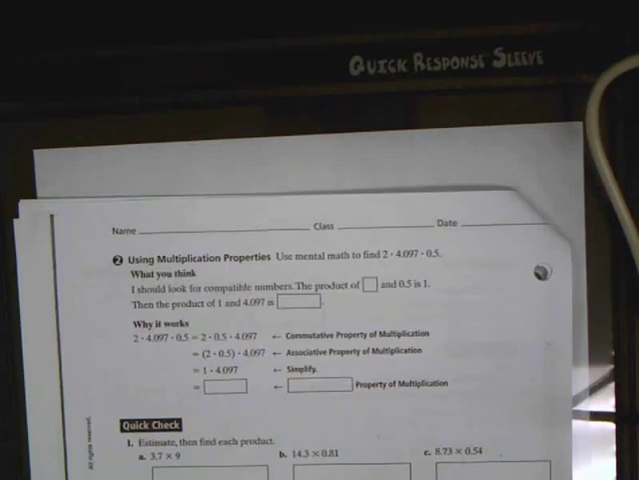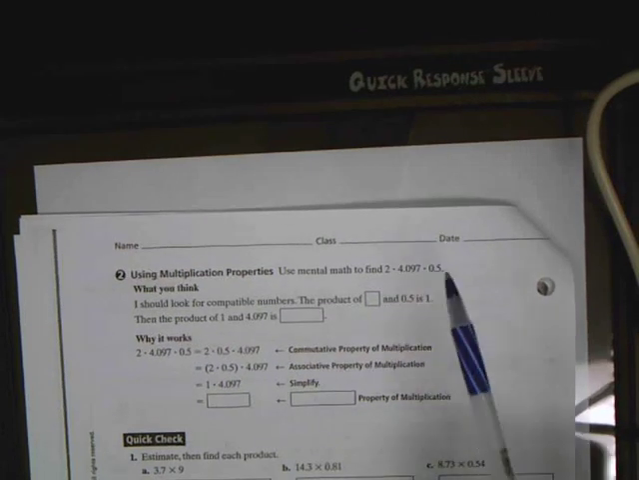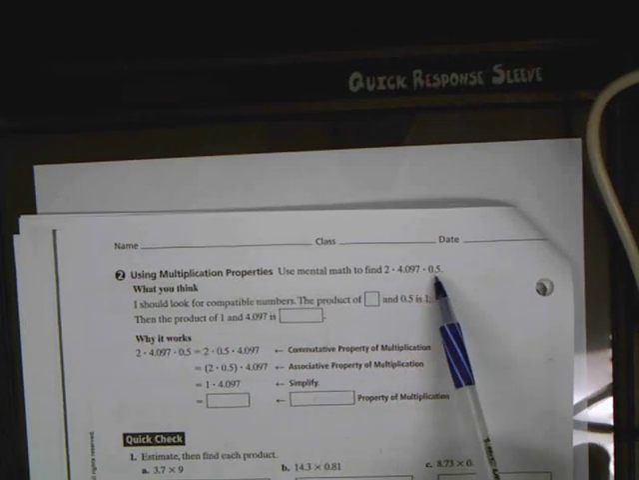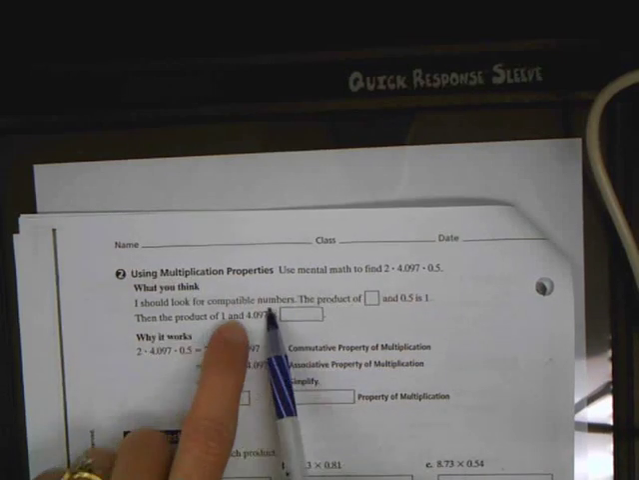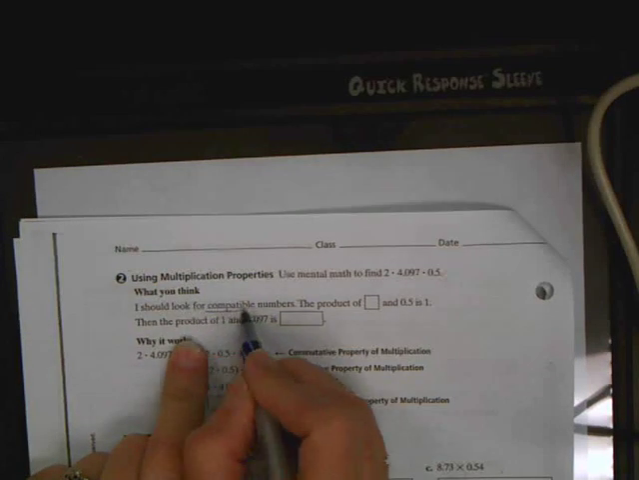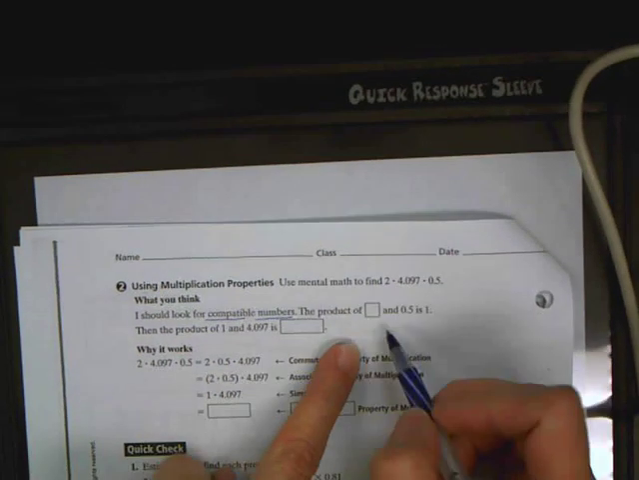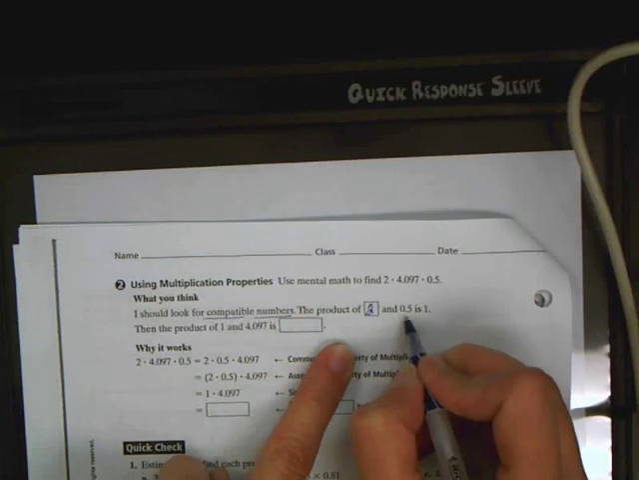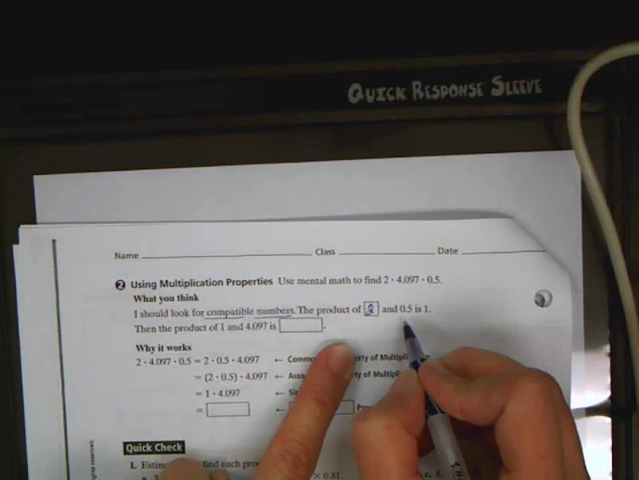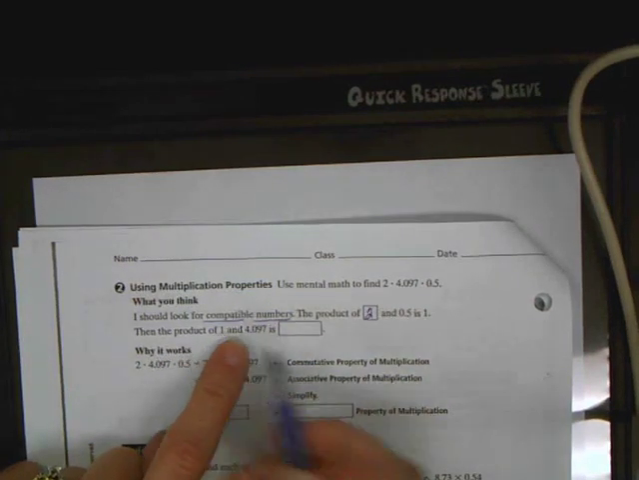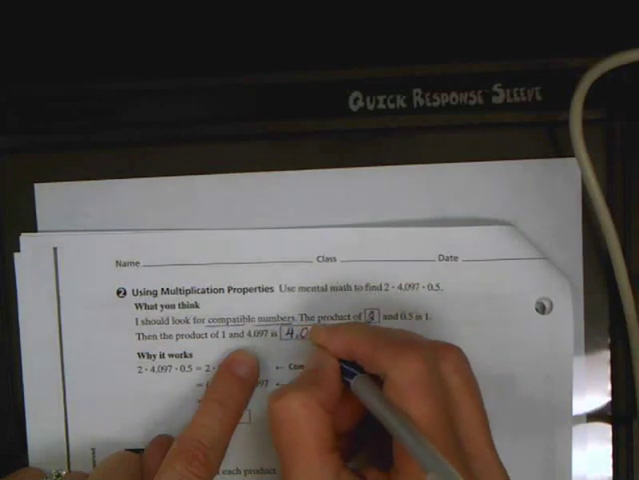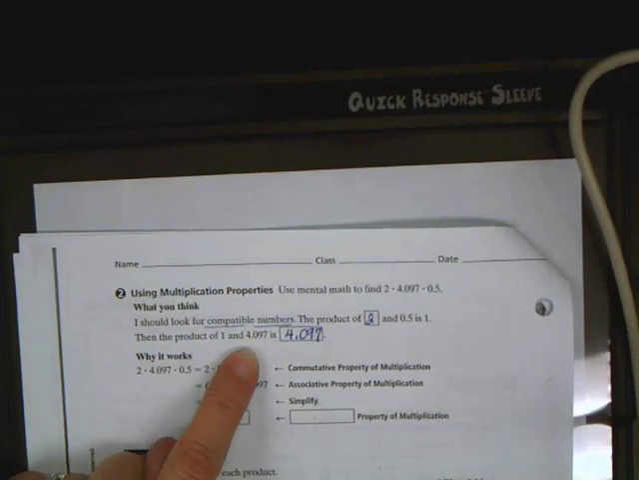And this one asks us to use mental math to find 2 times 4.097 times 0.5. Okay, now what this wants us to do is let's look for some things that might be easy to do together. Okay, I should look for compatible numbers. Remember, compatible numbers are those that work together very easily. The product of 2 and 0.5, remember 0.5 is the decimal name for 1/2, is 1. Then the product of 1 and 4.097 is 4.097. Okay, so I talked through that.